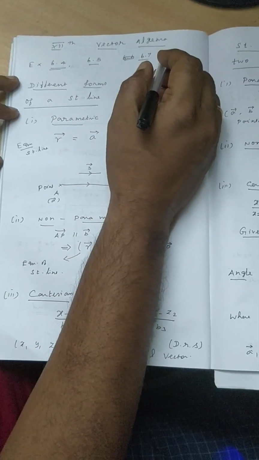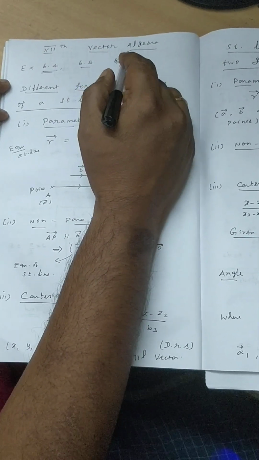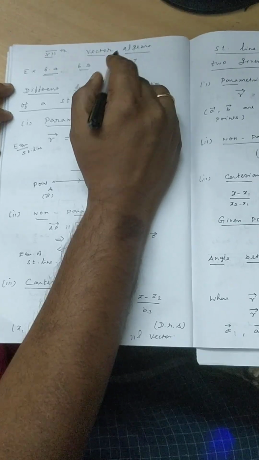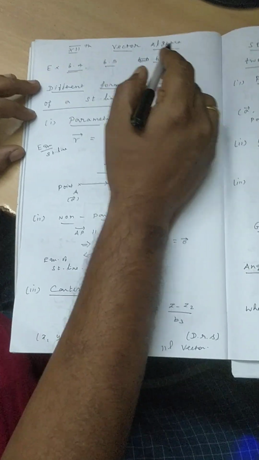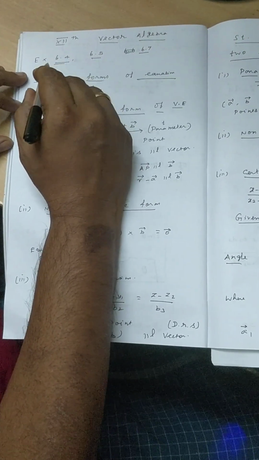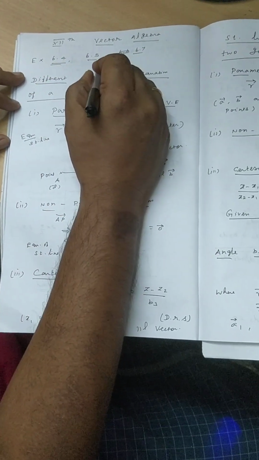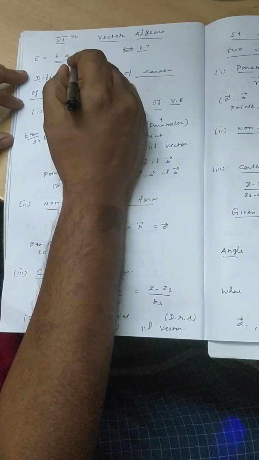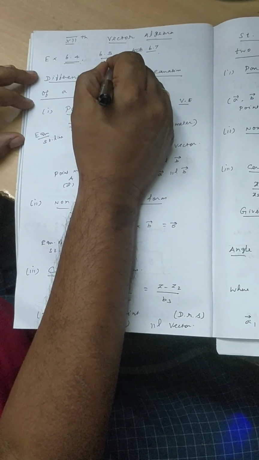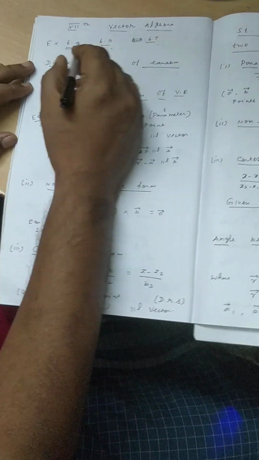Dolphin Group of School, 12th online class, chapter 6 vector algebra. Today I will discuss exercises 6.4, 6.5, 6.7. Be careful: 6.4, 6.5, 6.7.